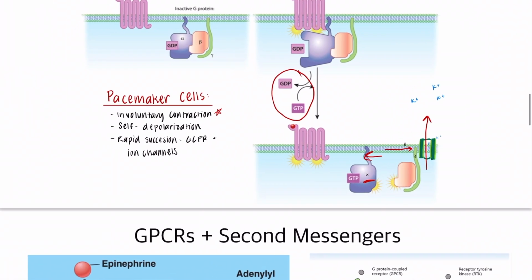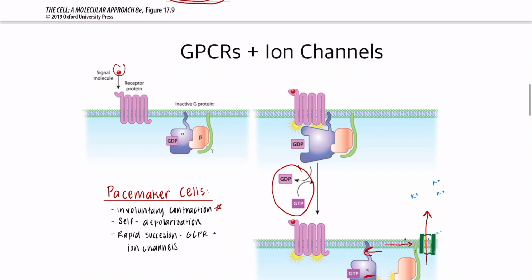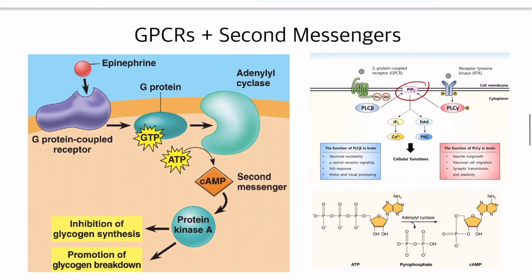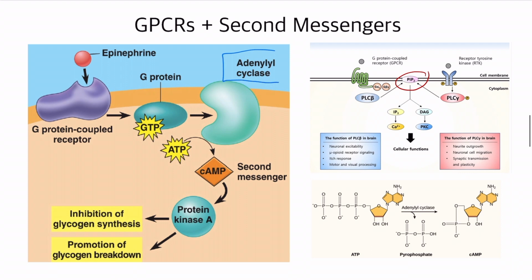The alpha subunit is doing other functions. This continues until the alpha subunit hydrolyzes GTP back to GDP, which brings us back to the inactive state. This is a very rapid association, GPCRs with ion channels. In other cases, the alpha subunit associates with other enzymes and creates a second messenger that can interact with effector proteins that spread throughout the cell and influence it. Two of these enzymes are Adenylyl Cyclase and Phospholipase C.